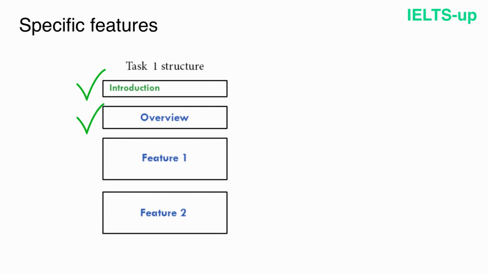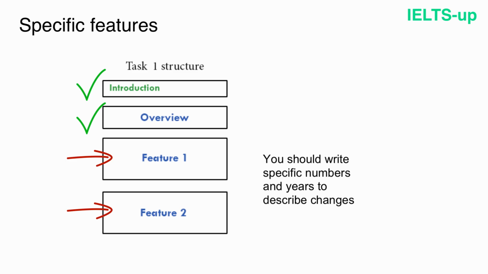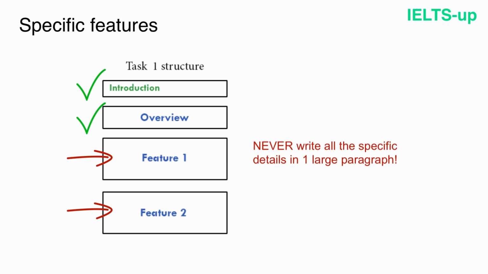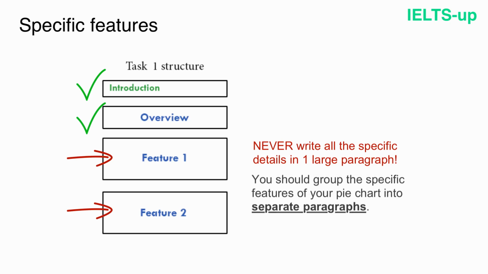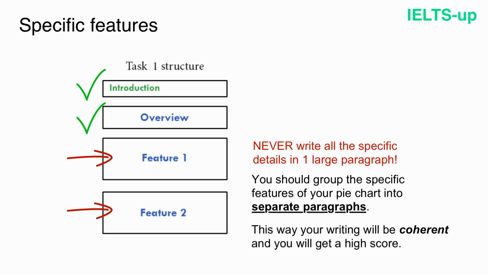And that's all with the general overview paragraph. Now we have to provide specific details of our pie chart. In this part, you should write specific numbers and years to describe changes. Never write all the specific details in one large paragraph. This would be a very bad organization. Remember that you should group the specific features of your pie chart into separate paragraphs. This way, your writing will be coherent and you will get a high score.